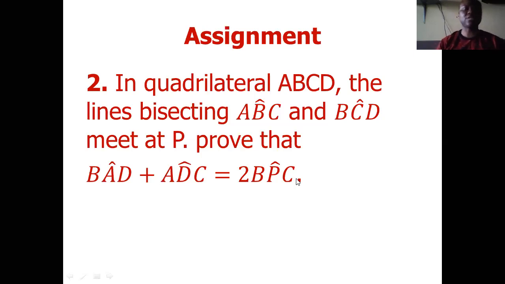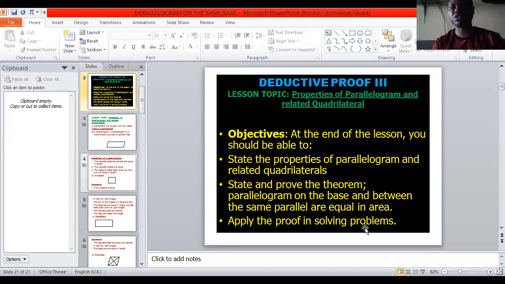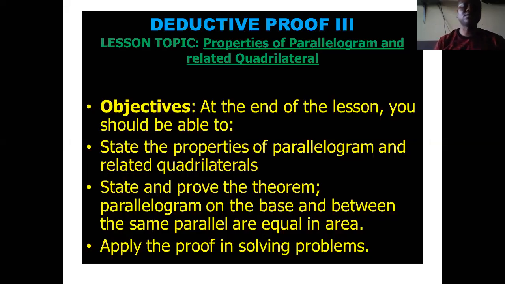Thank you for your time. Today we just look at deductive proof 3, properties of parallelogram and related quadrilateral. And then we look at the properties of the major quadrilaterals, and then we prove that the parallelogram on the same base and between the same parallel are equal in area, and then we apply this to solve some problem.